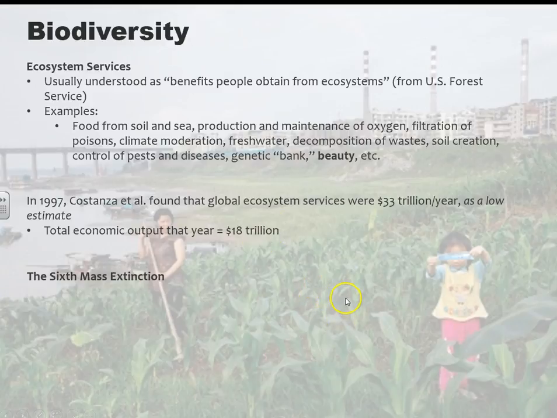Okay, so the sixth mass extinction. A mass extinction event is when 50 to 90% of all species die. This has happened five times in geologic history. The last time it happened was the end of the dinosaurs, about 65, 66 million years ago. You know, the whole asteroid hitting the Yucatan Peninsula in Mexico, all that stuff.